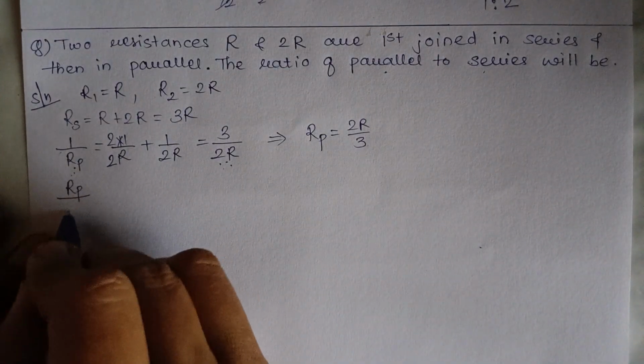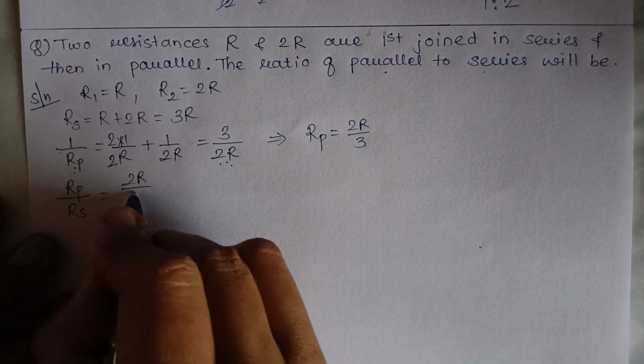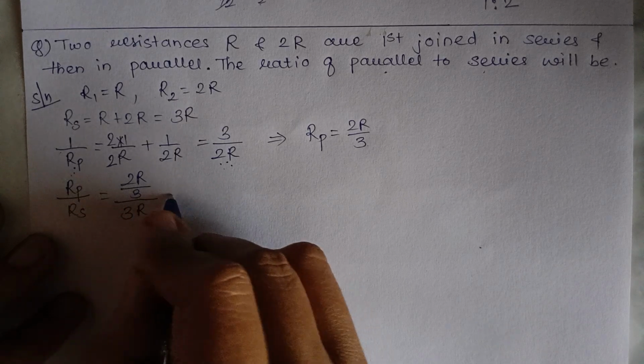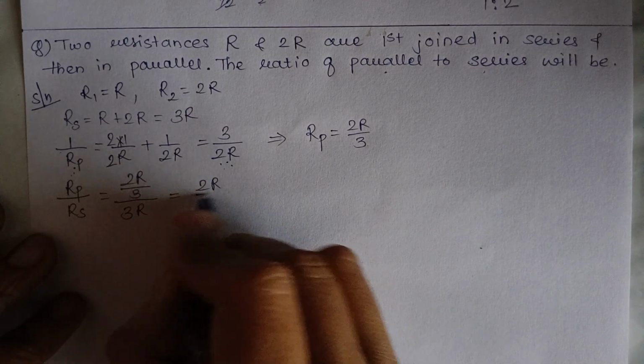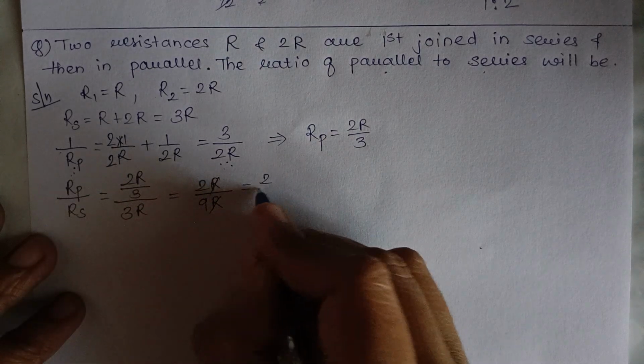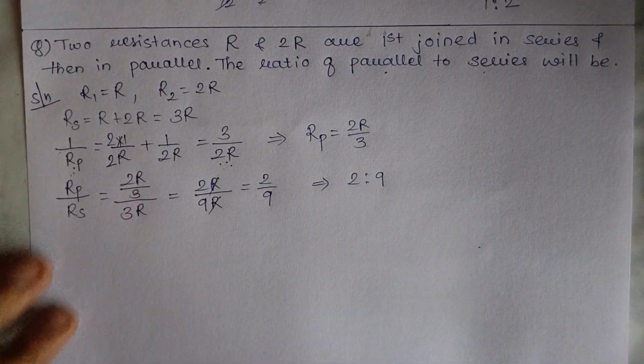So parallel to series: parallel is 2R upon 3, series is 3R. So this becomes 2R upon 9R. So the ratio is 2 by 9. That is 2:9.